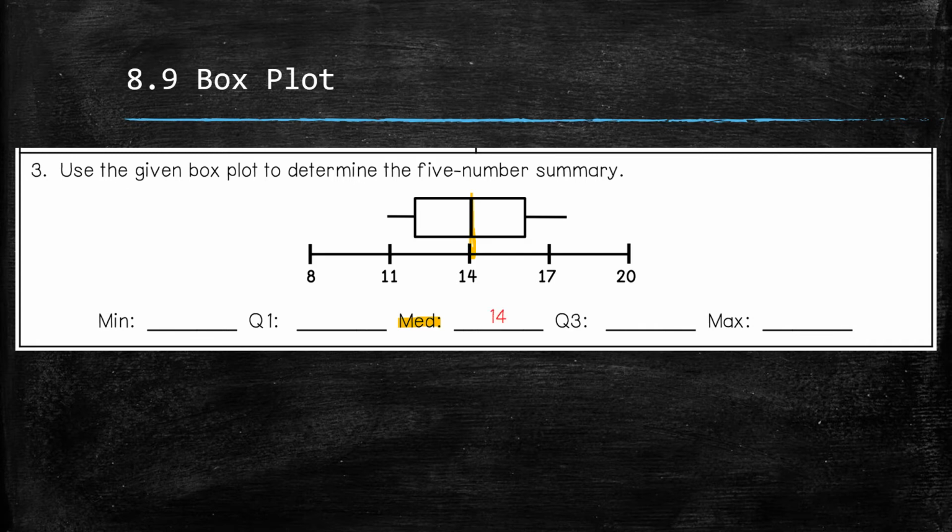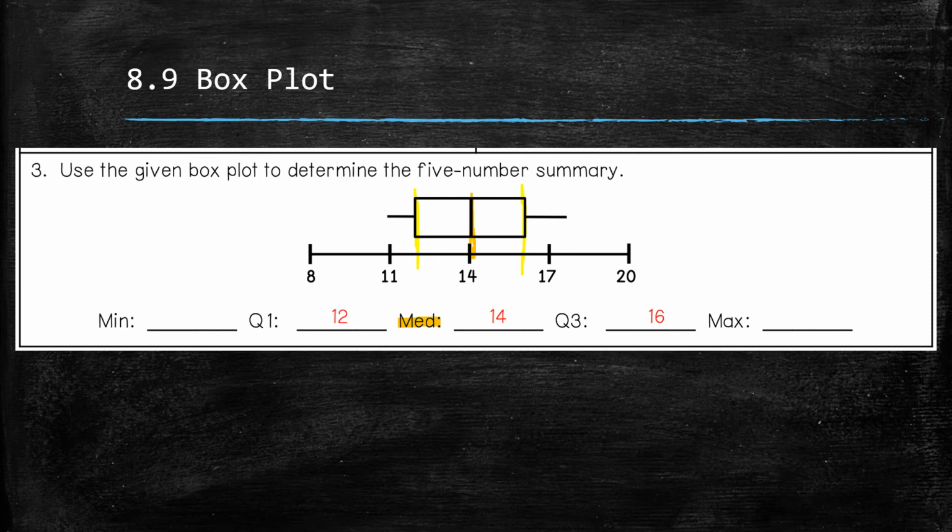Then I can look and see my Q1 is going to be 12. My Q3 is the other end of my box, and that looks like it's 16.